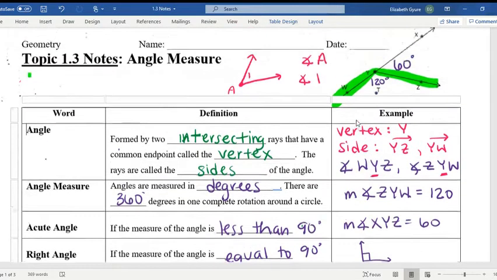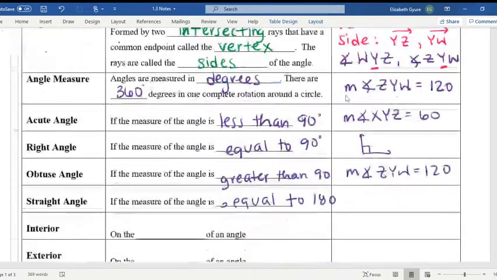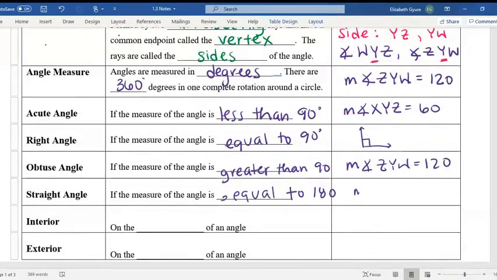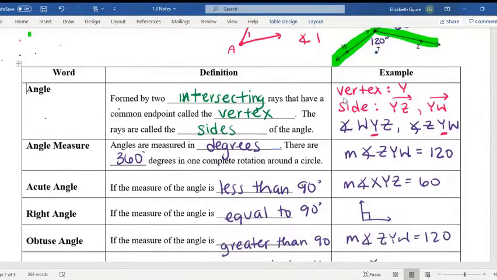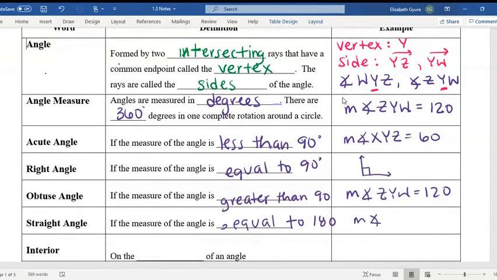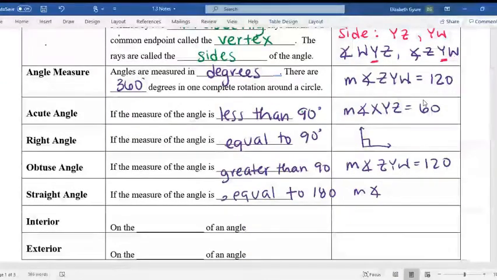And if you look up here, I didn't pick 60 and 120 just because 60 plus 120 is 180. That's because this right here, WYX, is a straight angle. A straight angle is just going to look like a set of opposite rays. So we're going to say the measure of angle XYW or WYX, XYW equals 180.